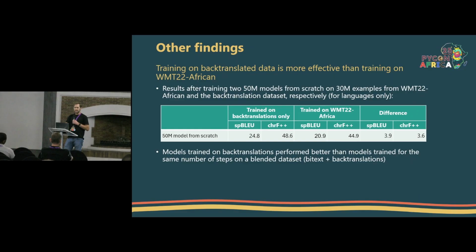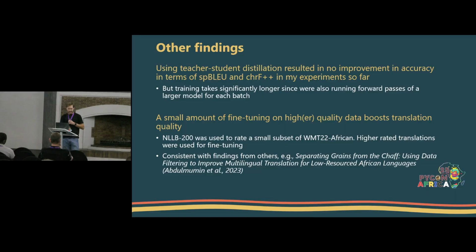Some other findings: I found that the back-translated data worked much better than just training on the raw data. I think this is more of a finding about data quality than anything else. So I think a big point is better data sets. I ran a lot of experiments on teacher-student distillation that didn't really work here. Another finding that's been confirmed by others is that once you've trained a model, fine-tuning on just a small amount of high-quality data can really make a big difference.